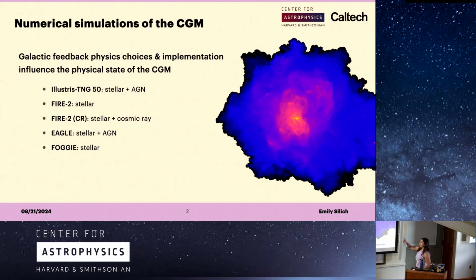So firstly is Illustris TNG, so TNG50 in particular, which incorporates its prescription for stellar and AGN feedback. We have some galaxies from FIRE-2, which have their own description of stellar feedback, as well as some FIRE-2 galaxies which also incorporate cosmic ray feedback, as Sam was talking about a couple talks ago. We have some EAGLE galaxies, which have their descriptions for stellar and AGN feedback, and we also have some galaxies from the FOGGIE simulation suite, which has a stellar feedback implementation.